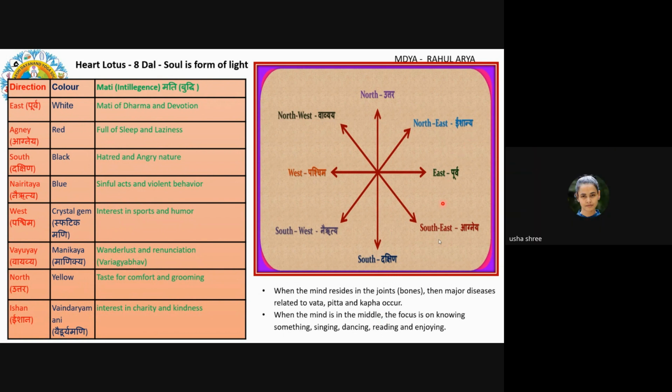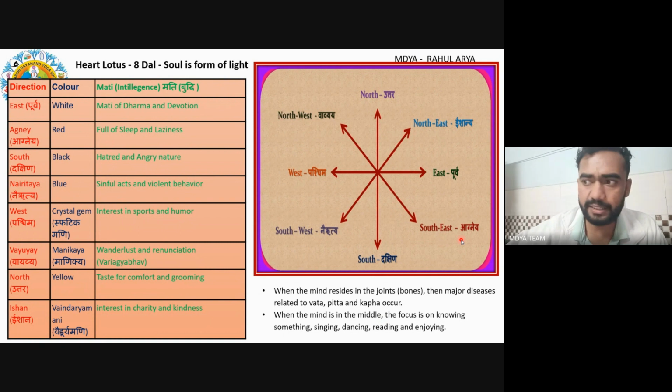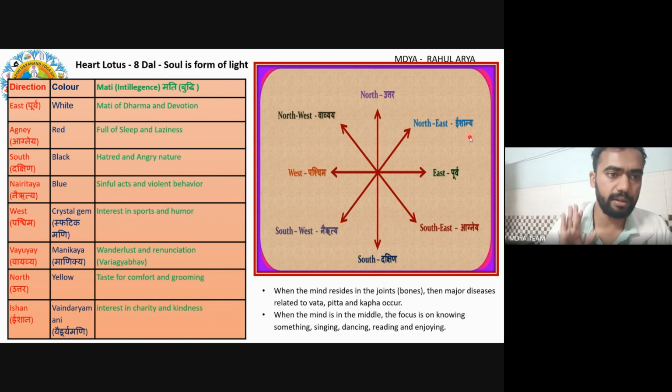So Agni is easy: east and south. And Vayavya is just opposite to Agni. Two things are a little difficult here: Nairitya and Ishanya. You have to remember them because they can come in the exam. Definitely it will come in the exam because it is very, very important.